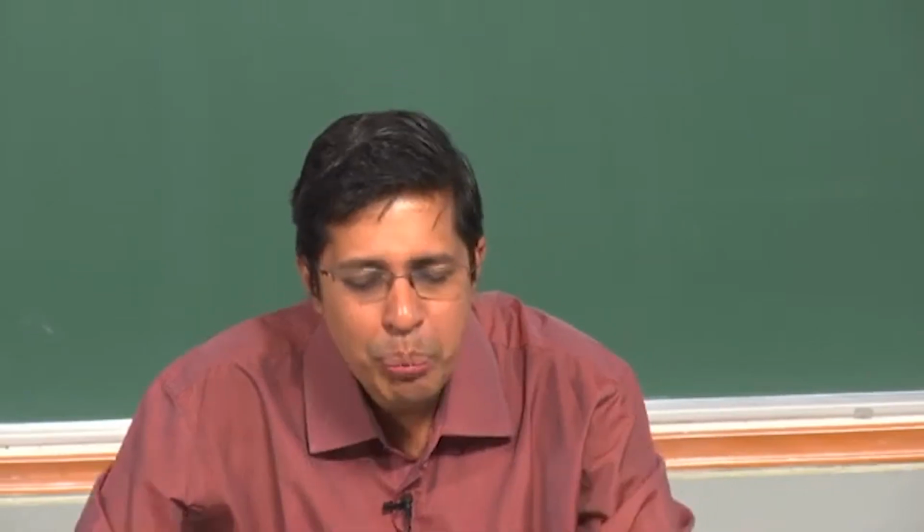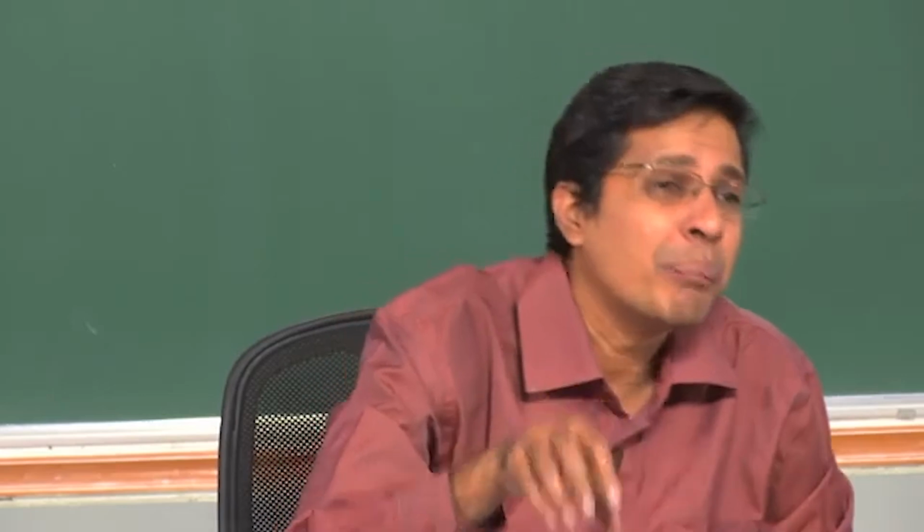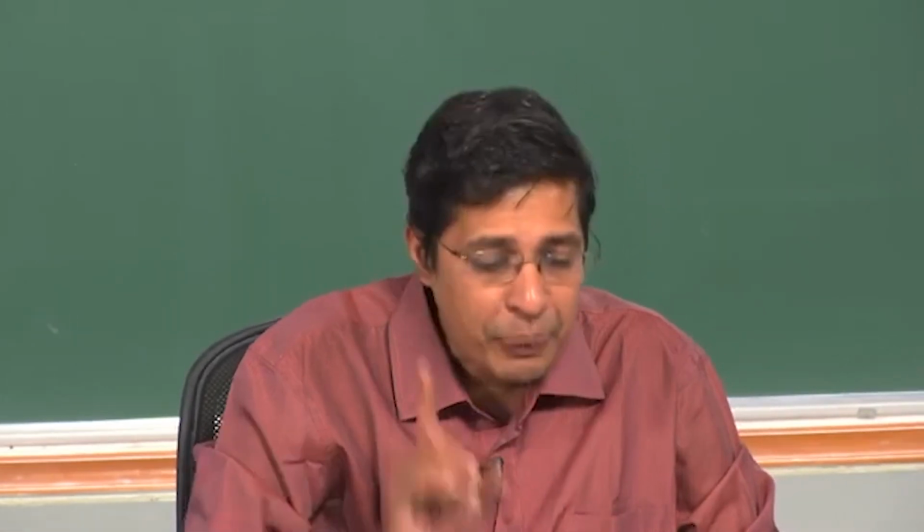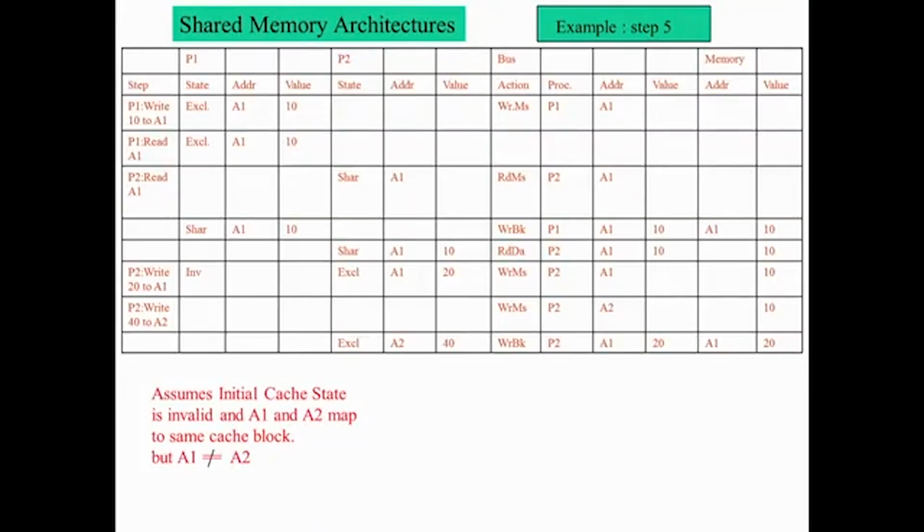So the most important thing that we have to understand here is what is happening on the bus. Sometimes I announce on the bus, sometimes I don't announce on the bus. Why I announce, why I don't announce, this example is trying to make it clear. Right? Please note what would be the value of A1 in the main memory, it will still be 10 because this is a write back policy.